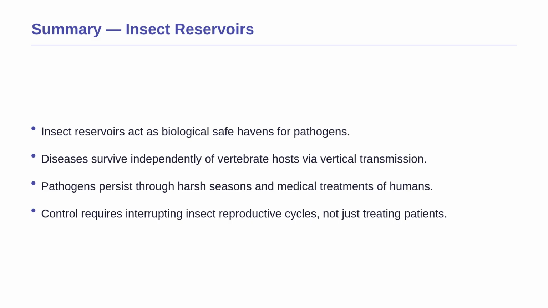We have covered a lot of ground today, so let us review the key takeaways. First, insect reservoirs act as biological safe havens, allowing pathogens to survive completely independently of vertebrate hosts. Second, this survival is made possible through vertical transmission, where insects pass the infection directly to their offspring. This explains why diseases can persist through harsh seasons and aggressive medical treatments of humans.